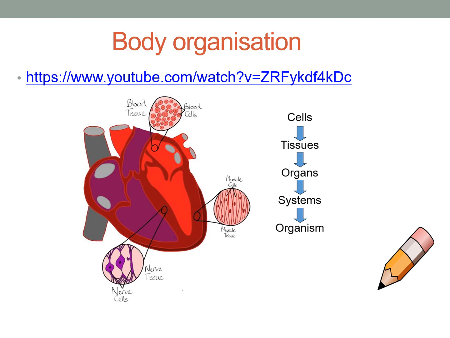So obviously you've got your cells, so like your red blood cell, then it becomes grouped together to form a tissue, which would be in this case the blood tissue, and then your different types of tissues come together to make an organ. So your muscle tissue, your blood tissue, and your nerve tissue in this case are forming your heart organ, and then these will come together to make a system. So this would be your circulatory system in this case, and then all these systems come together to make an organism.